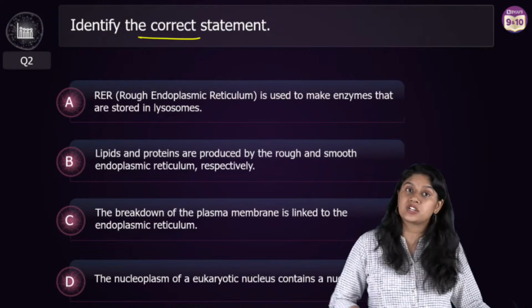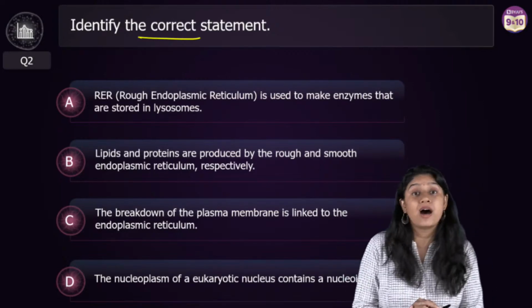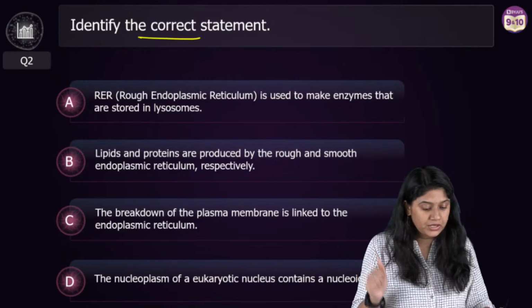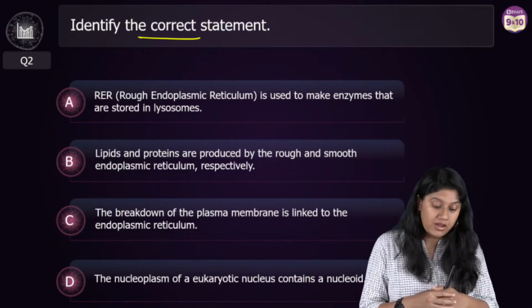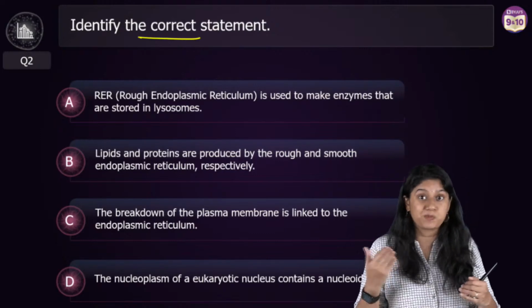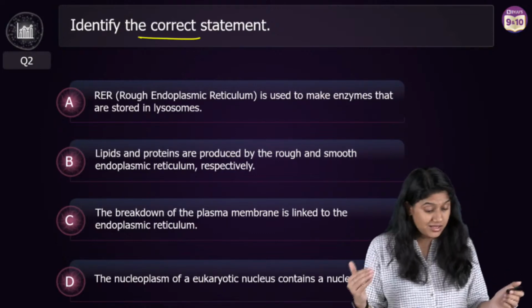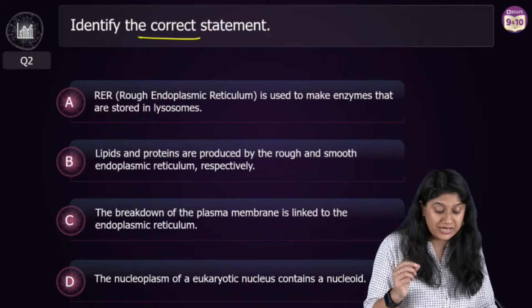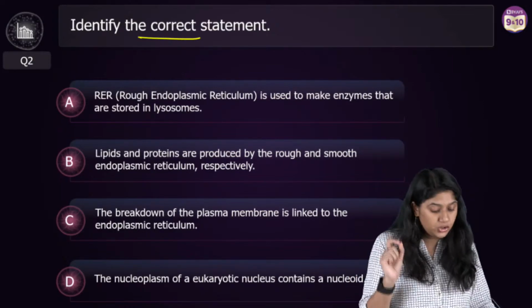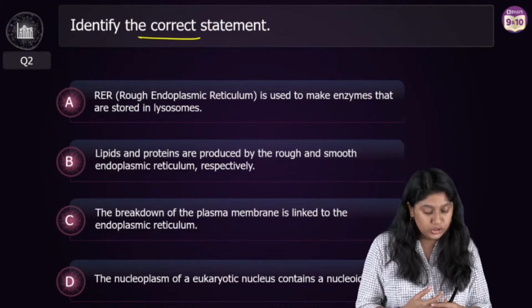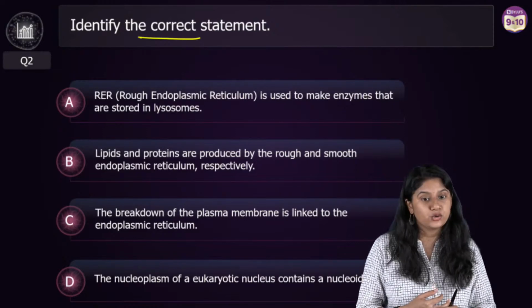Option A: Rough endoplasmic reticulum is used to make the enzymes that are stored in the lysosome. Option B: Lipids and proteins are produced by the rough and the smooth endoplasmic reticulum respectively. Option C: The breakdown of the plasma membrane is linked to the endoplasmic reticulum. Or option D: The nucleoplasm of the eukaryotic nucleus contains a nucleoid.